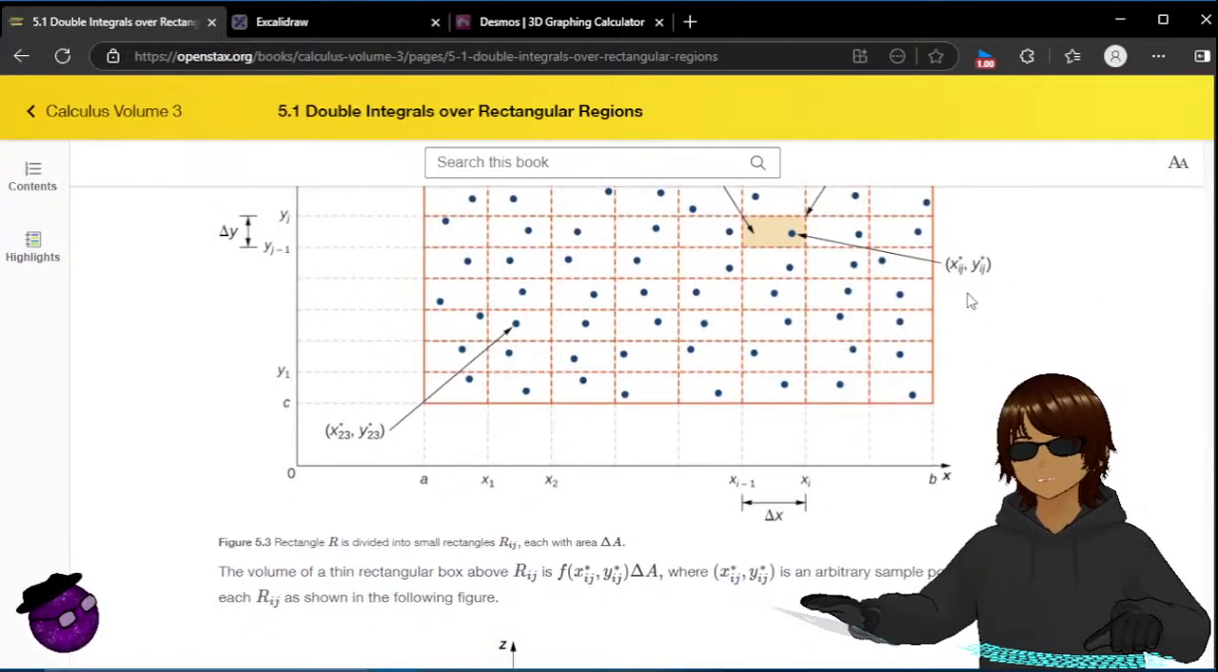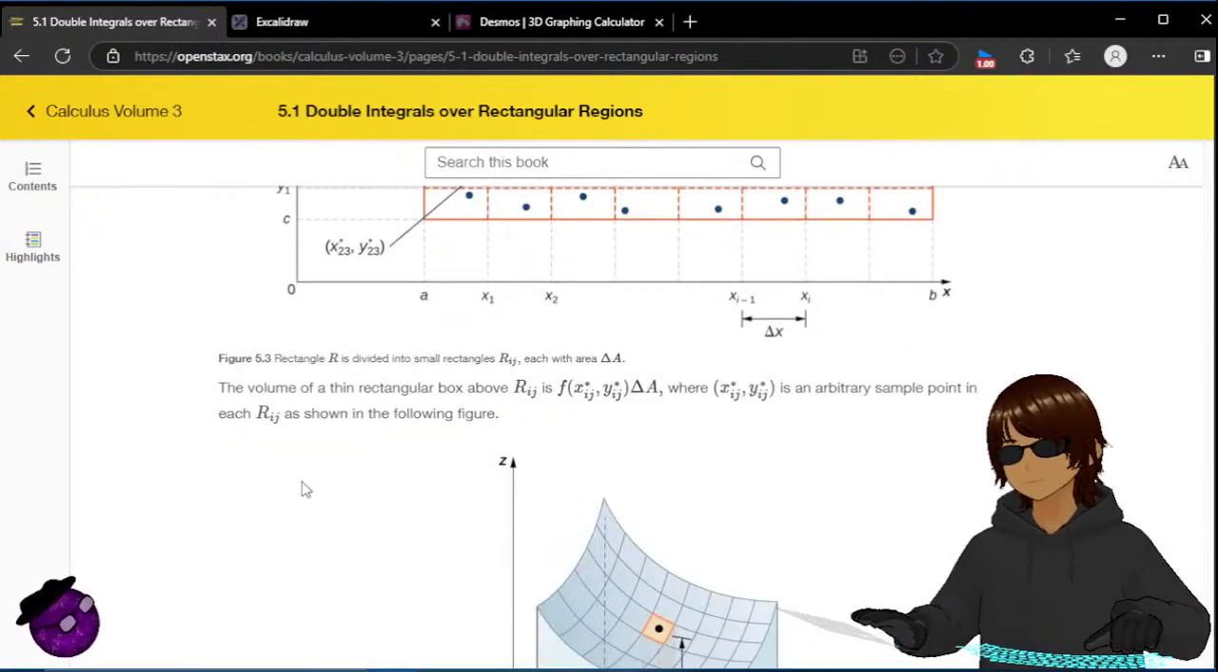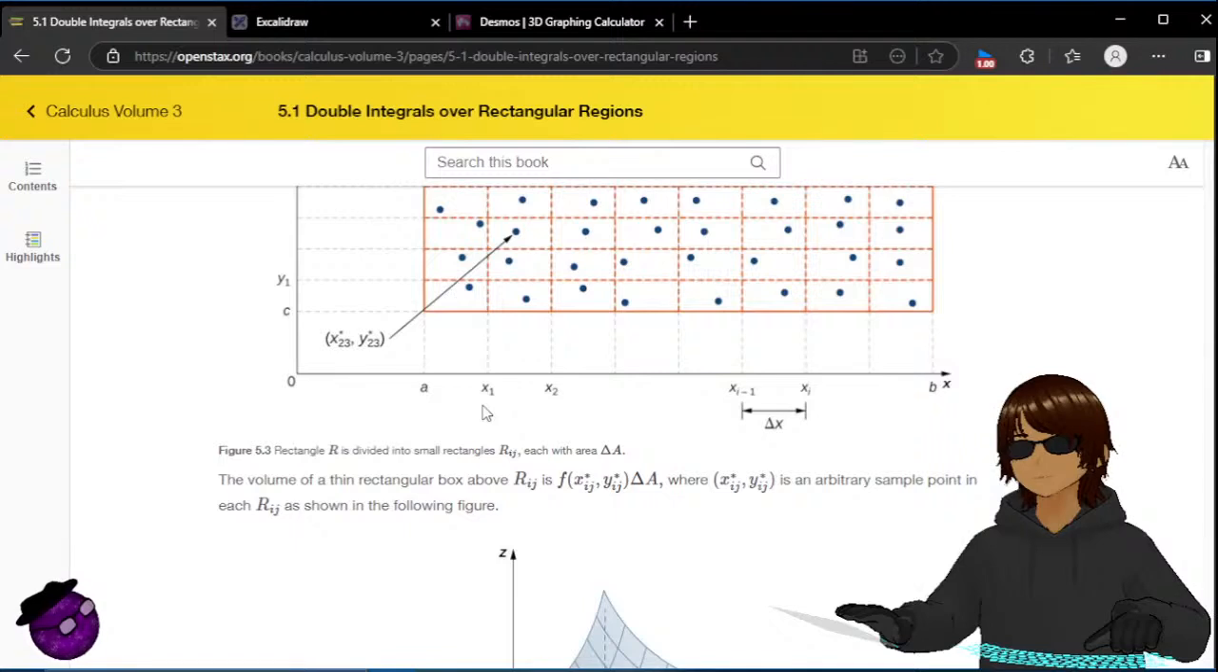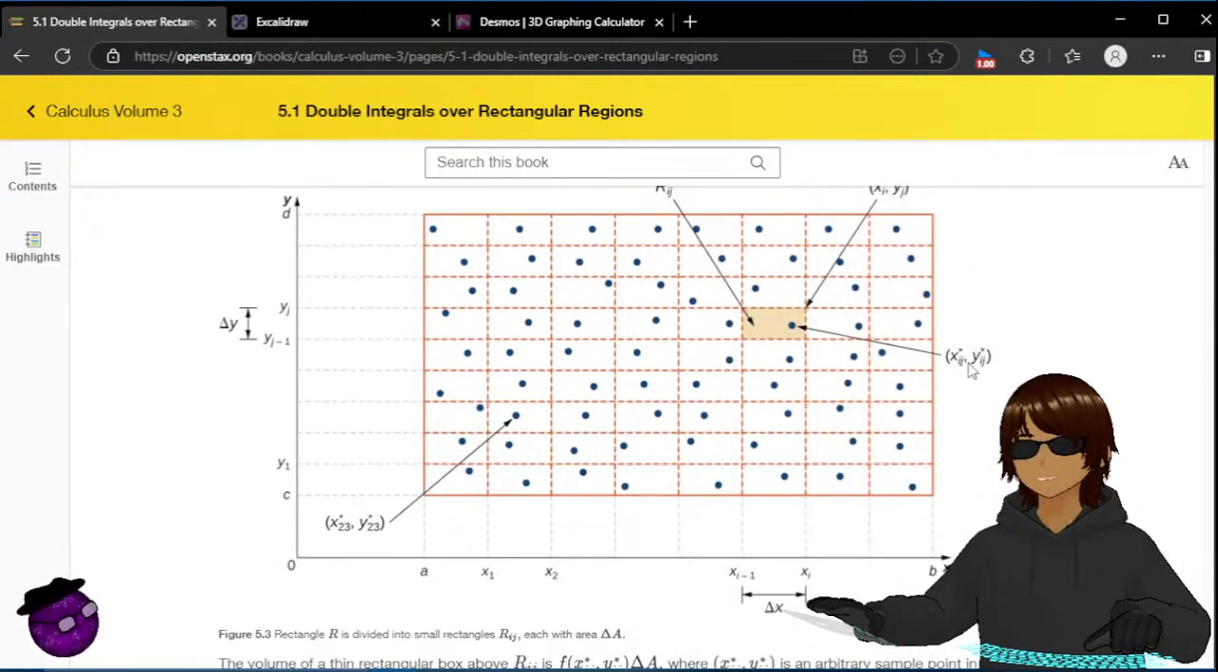What is this notation? The volume of the thin rectangular box above Rij is f(xij*, yij*) ΔA, where the star denotes an arbitrary sample point in each Rij, as shown in the following figure. Okay, so this over here is an arbitrary point within the subregion.